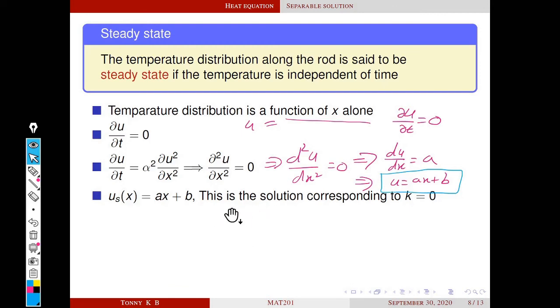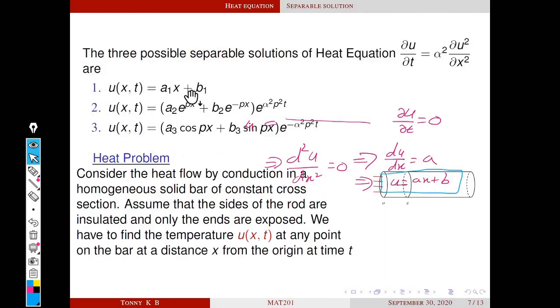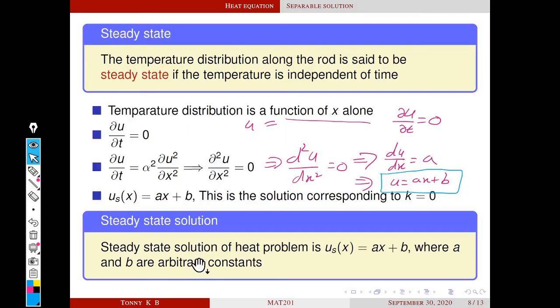And one more interesting thing is, this is the solution corresponding to k equal to 0, our first case. So our steady state solution of the heat problem is ax plus b, where a and b are arbitrary constants. This is independent of time.